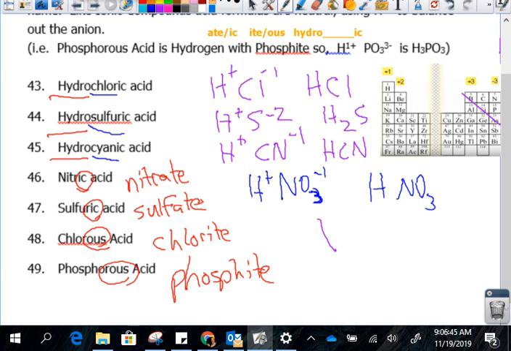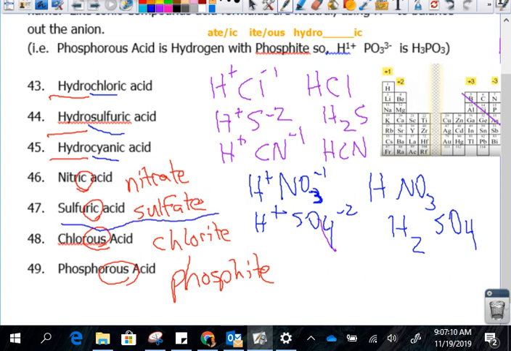Let's see, sulfuric is actually sulfate. Hydrogen has a +1 charge, and then sulfate is SO4 -2. So since sulfate's a -2, it's going to take 2 hydrogens to get the right amount of electrons. And then chlorite, let's just draw a line here. There we go. Chlorite and phosphite are ites.